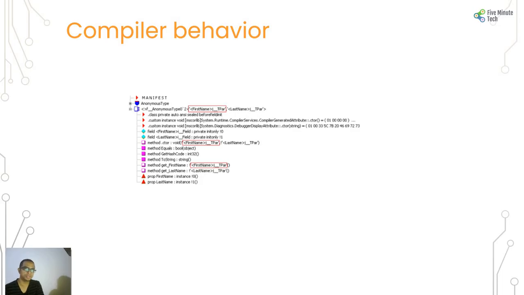So how does the compiler behave with anonymous types as compared to other classes? It behaves pretty much the same way. It creates an anonymous type class and the properties inside it. So its behavior becomes similar to what a class would be.